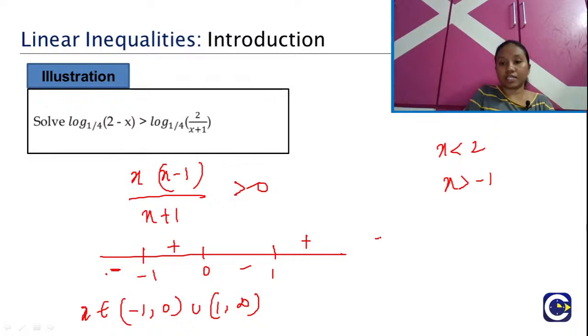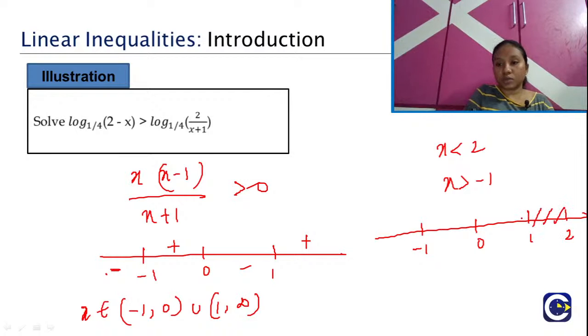So now we have to take the entire intersection. That will be minus 1, 0, 1 and 2. So less than 2, first condition, entire thing. And second condition, greater than minus 1, entire thing. And next one, minus 1 to 0. I'm just doing it like this. So minus 1 to 0 until here, and then 1 to infinity.